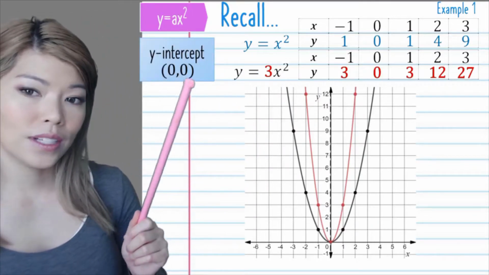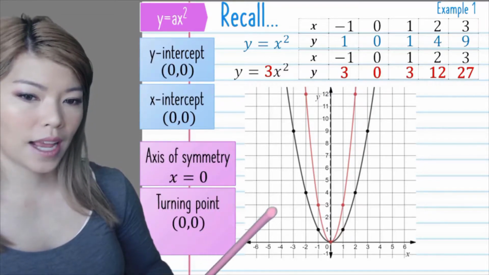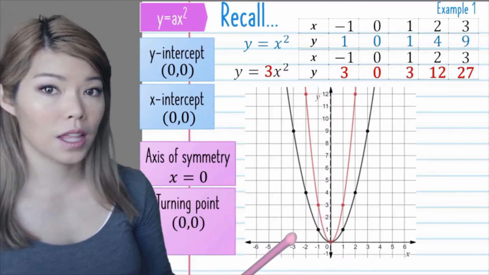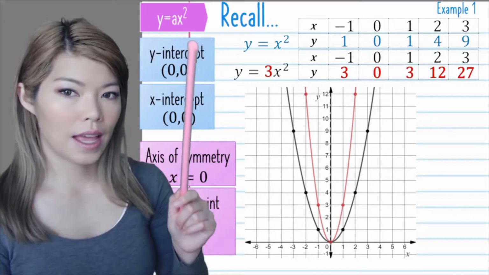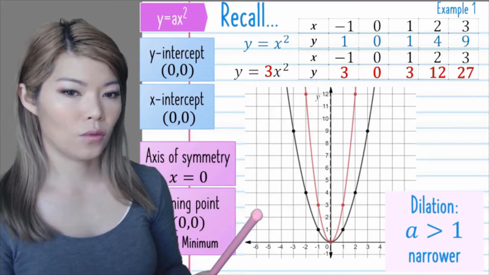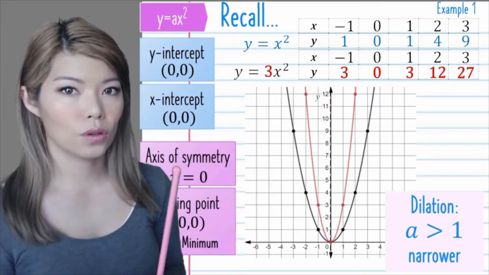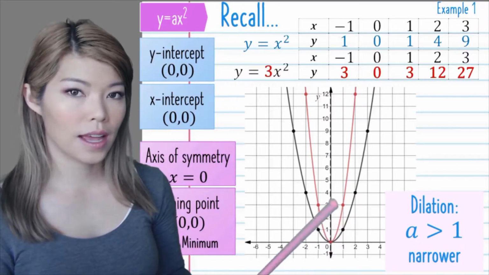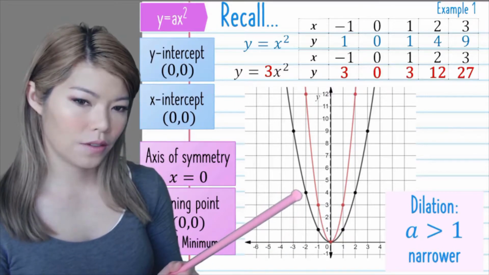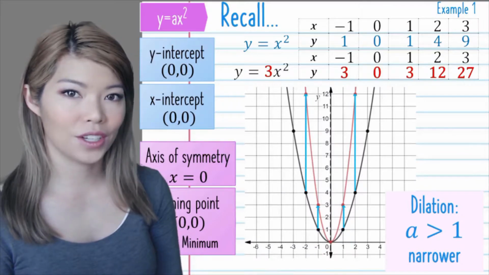And we also notice that the y-intercept, the x-intercept, the axis of symmetry, and the turning point haven't changed from x squared. Everything still is the same. The only thing is it's narrow. Now, the a value is 3, or in other words, greater than 1. And we describe this as a dilation. So when it goes bigger or smaller, it's called dilation, and it is called narrower when it goes narrower. And we notice that each of the values have been multiplied by 3. So that is the dilation.